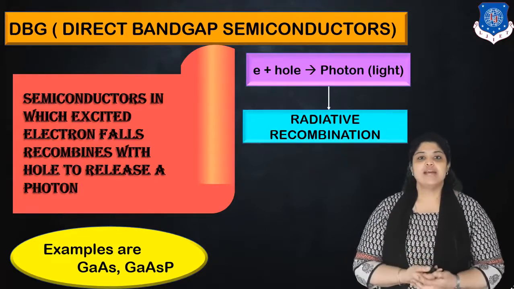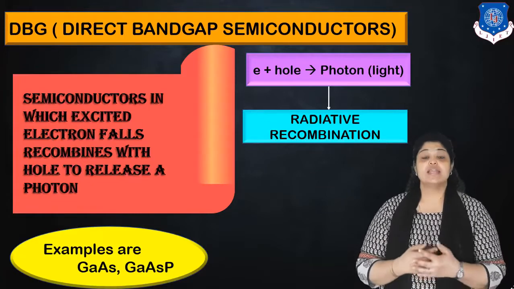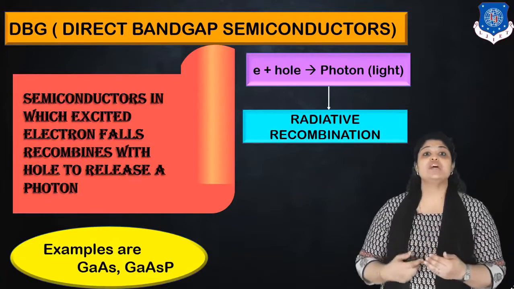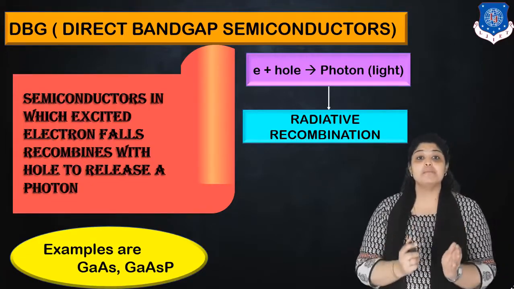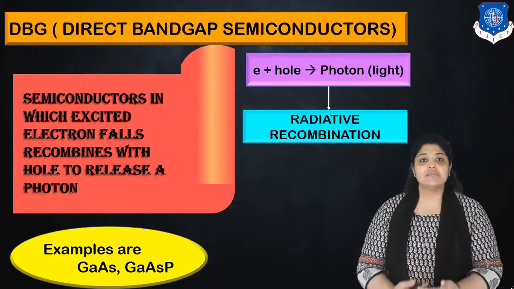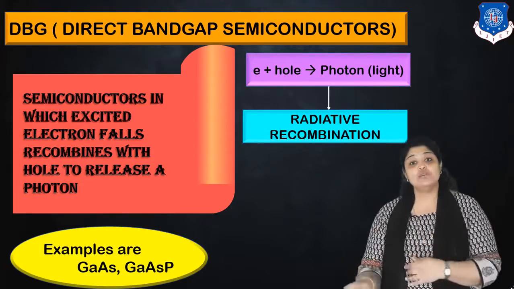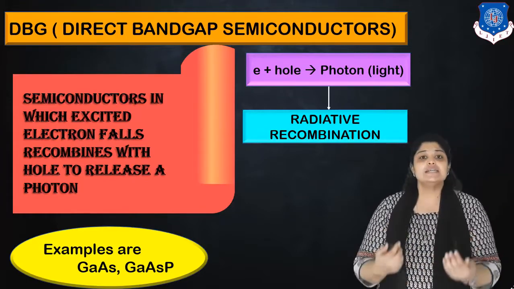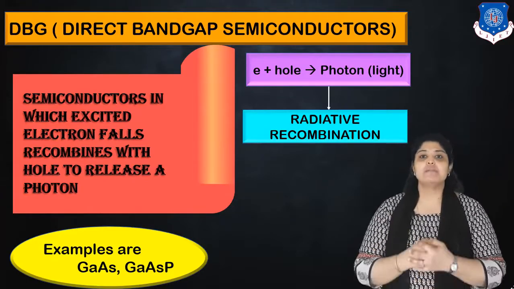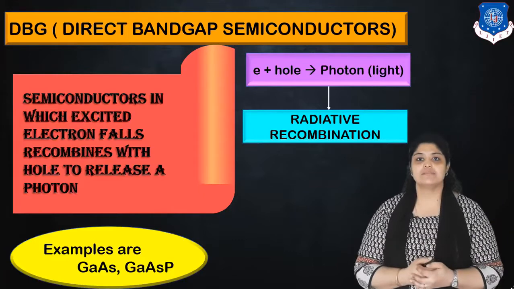Some examples of direct band gap semiconductors are all the elements present in the 3,5 compound series. That is gallium arsenide phosphide, gallium phosphide, aluminium gallium phosphide. These are some examples of direct band gap semiconductors.